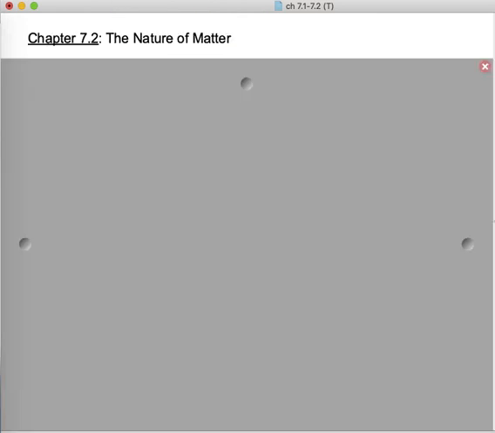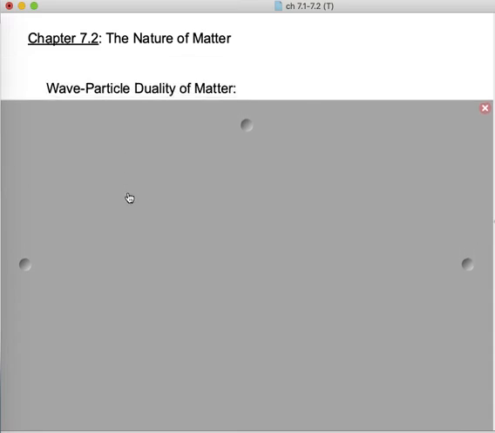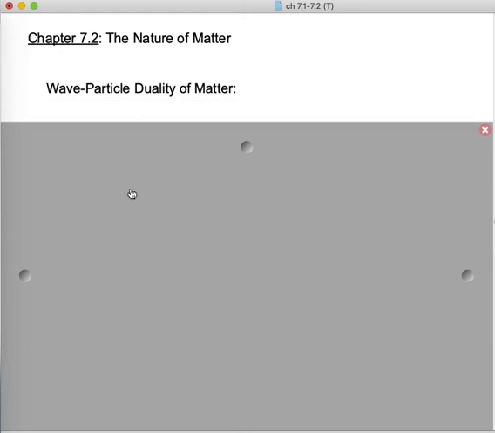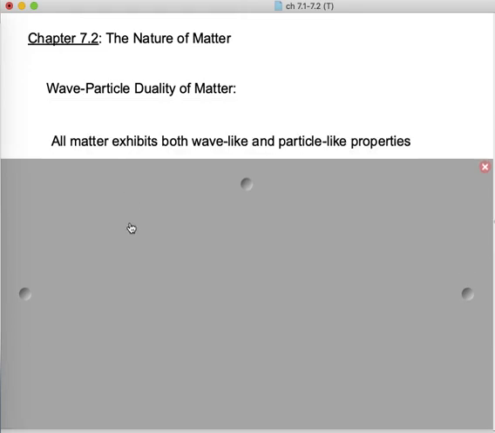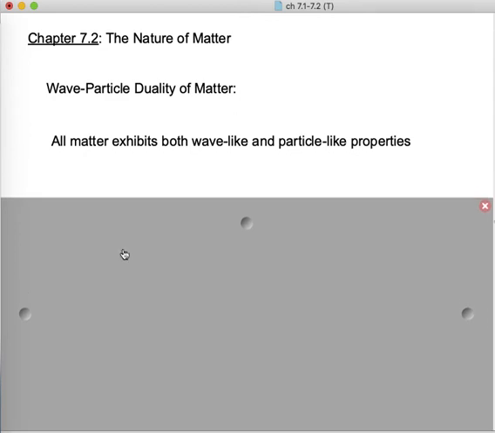Now, section 7.2 is on the nature of matter, and we are largely going to skip this because much of the stuff contained in this section, primarily on the de Broglie wavelength of matter waves, is not part of the AP curriculum. Unfortunate because it's fairly interesting. So I'll just cut to the chase so you know what the summary is. Just as there is a wave-particle duality of energy, where energy can either be wave-like as it's traveling through space, or particle-like as it's being absorbed or emitted by matter, there is also a wave-particle duality of matter, which means that all matter exhibits both wave-like and particle-like properties.